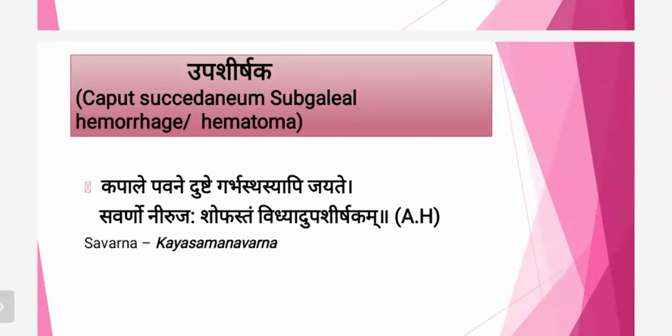In Ayurveda, it is mentioned that Kapale Pavane Dushte Garbhasthasya Vichayade Savarno Niruja Shofa. Savarno Niruja means it has the same color of the skin. That means it is a non-inflammatory presentation, and it is a shofa, an edema, and it is due to Vata Kopa. It is essential to know that the condition is due to Vata Kopa, but it manifests as Shofa. So in the Shofa Samprapti, there is a role of Vata dosha because of the Vata Vaigunya happening due to the Srododushti.